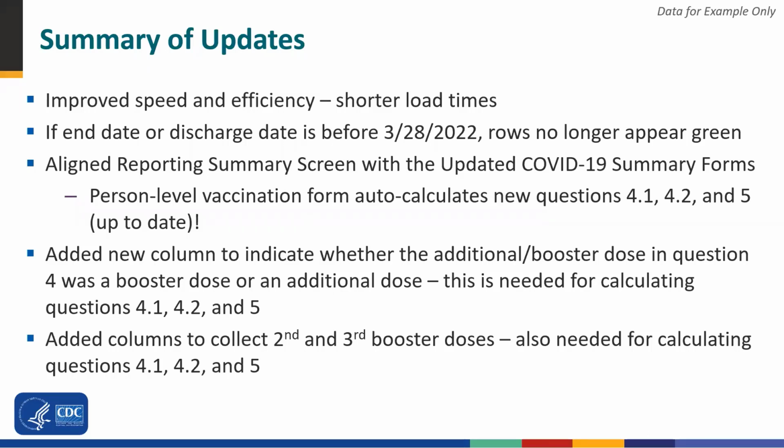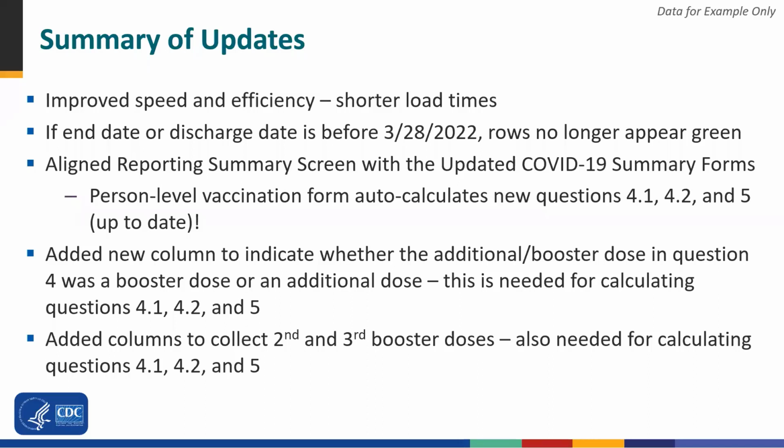So you should hopefully see shorter load times as a result of these improvements. Another change we made is that if the individual's end date or discharge date is before 3/28, which is, as a reminder, the date that these person level vaccination forms became available, the rows will no longer appear green, because I know this was something that was causing confusion pretty frequently.